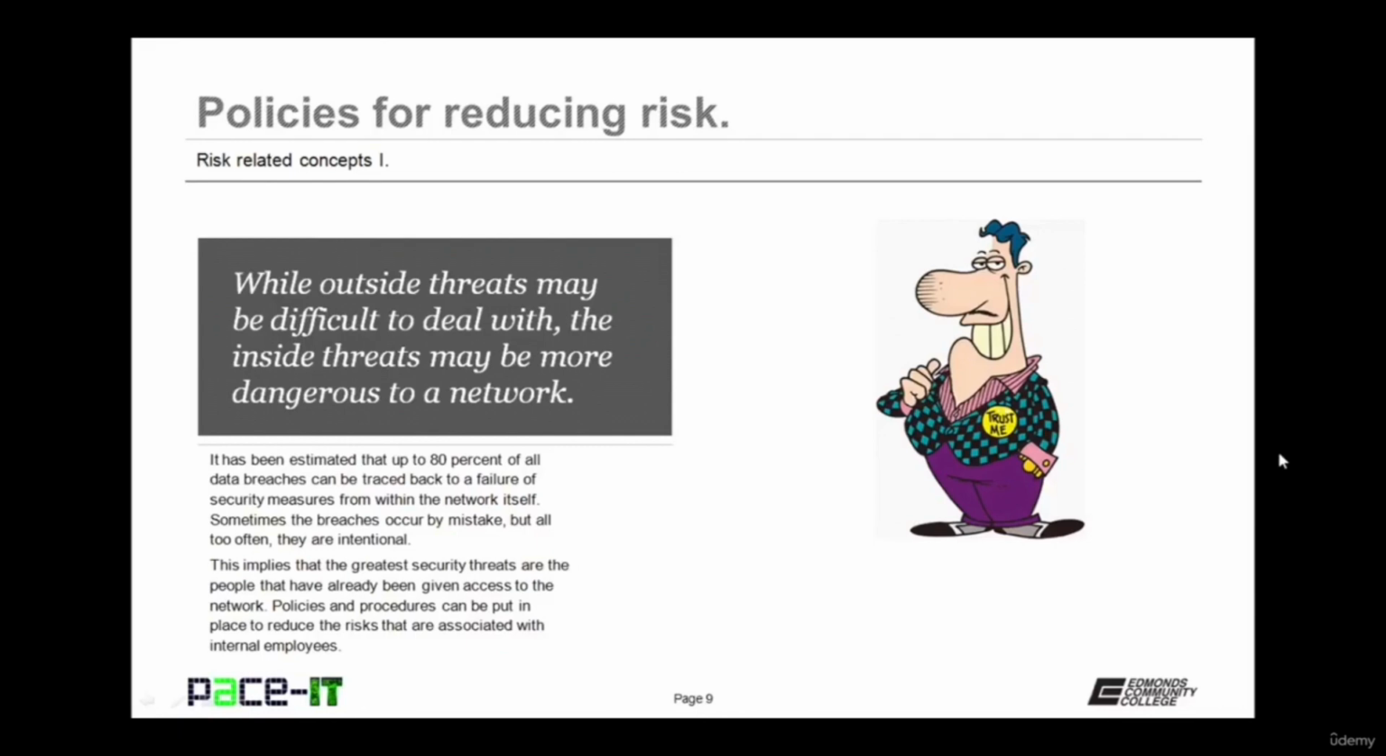It has been estimated that up to 80% of all data breaches can be traced back to a failure of security measures from within the network itself. Sometimes the breaches occur by mistake, but all too often, these breaches are intentional. This implies that the greatest security threats are the people that already have been given access to the network. Policies and procedures can be put in place to reduce the risks that are associated with internal employees.